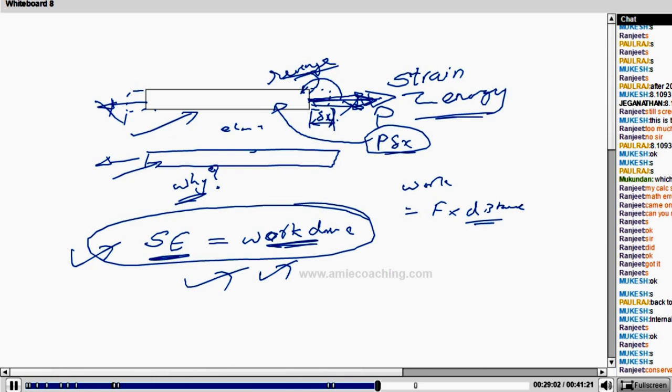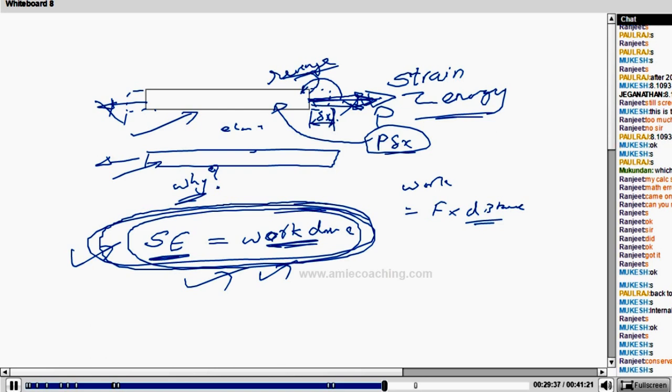Based on this concept, we will derive expressions for different loadings. Say gradually applied load, suddenly applied load, impact load. For those, the strain energy will vary, and that can be found out based on this concept: strain energy is equal to the applied work done. Is it clear to all? So you got the concept?